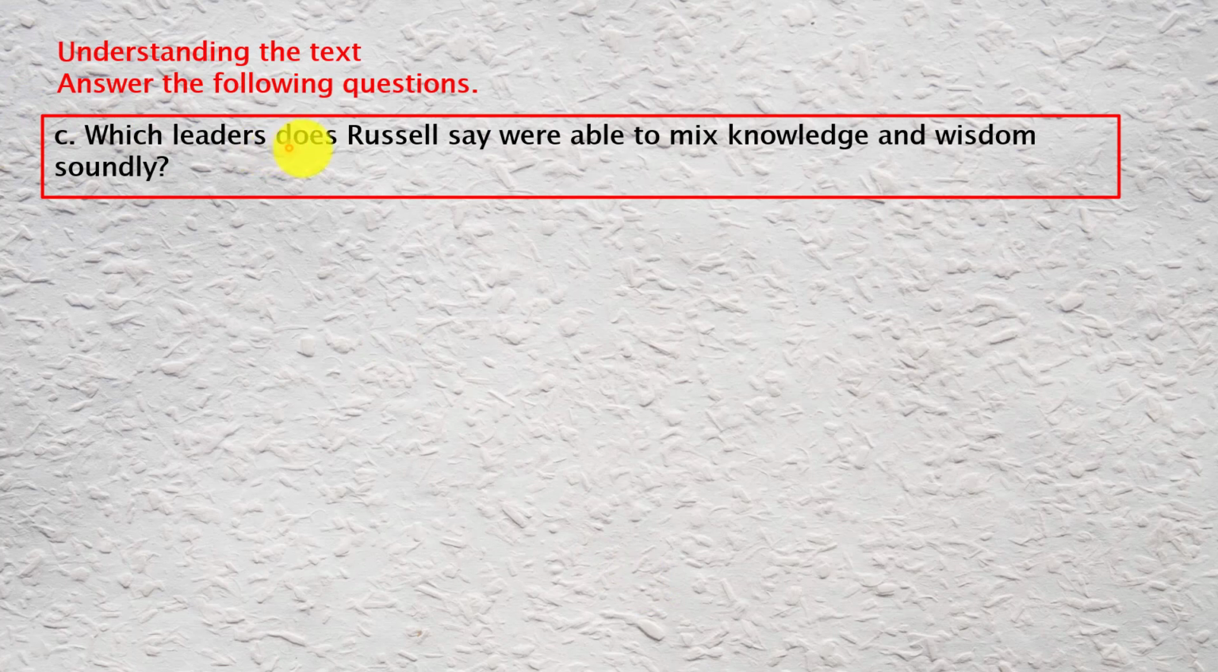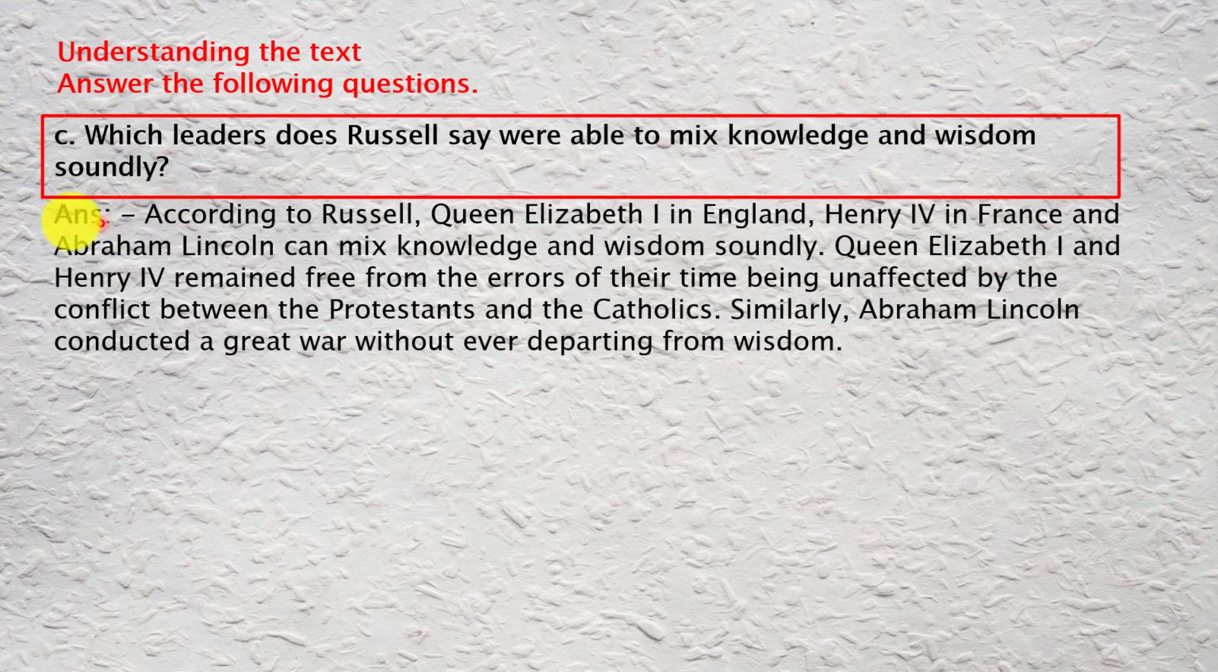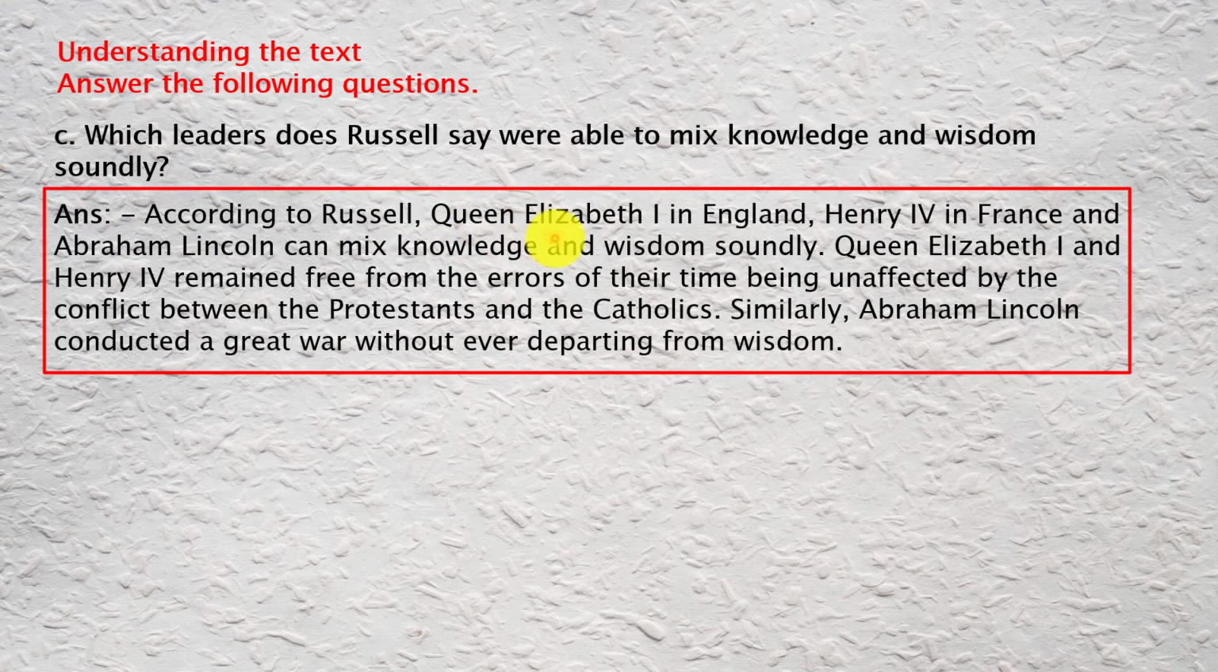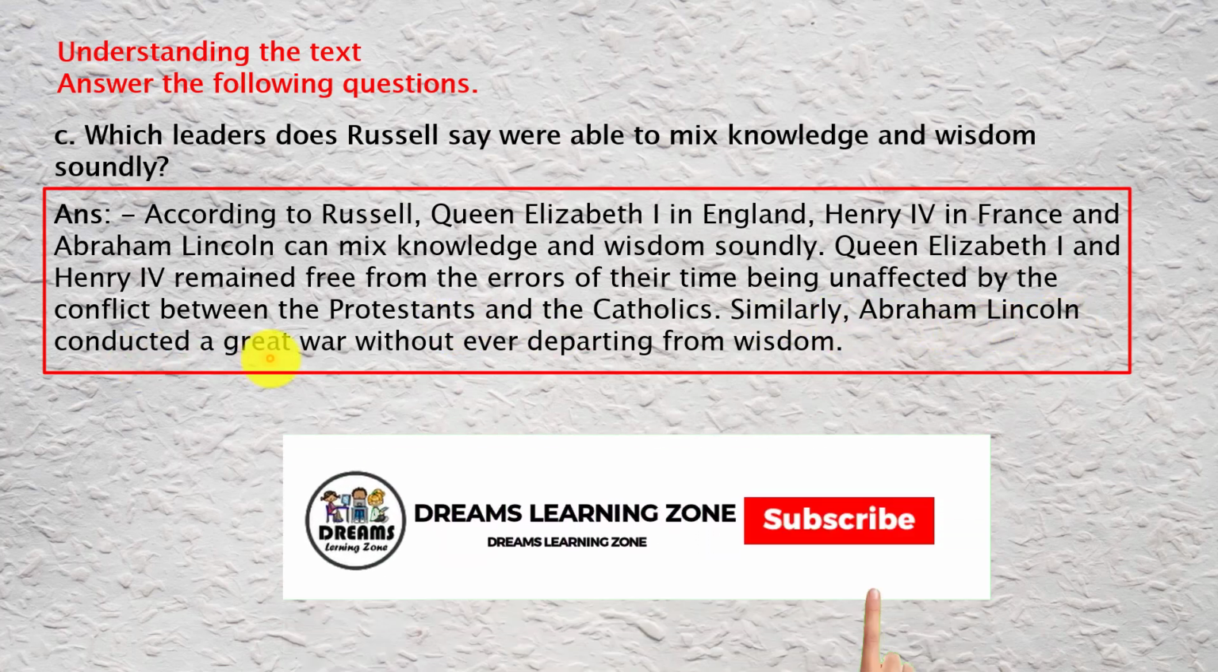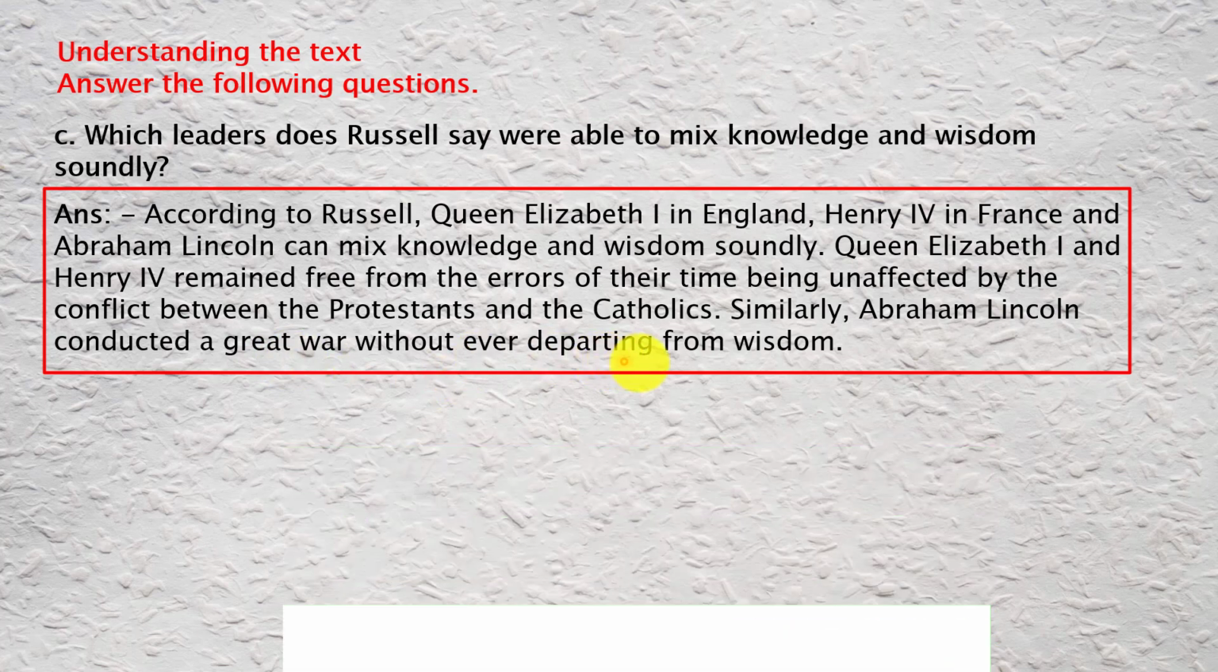Question number C. Which leaders does Russell say were able to mix knowledge and wisdom soundly? Answer is, according to Russell, Queen Elizabeth I in England, Henry IV in France, and Abraham Lincoln can mix knowledge and wisdom soundly. Queen Elizabeth I and Henry IV remained free from the errors of their time, being unaffected by the conflict between the Protestants and the Catholics. Similarly, Abraham Lincoln conducted a great war without ever departing from wisdom.